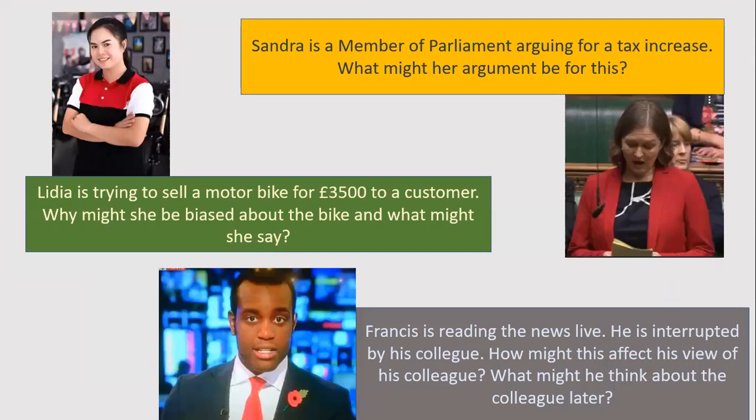So I'd like you to have a look at these three statements. You've got three here. Sandra is a member of Parliament arguing for a tax increase. What might her argument be for this? Lydia is trying to sell a motorbike for £3,500 to a customer. Why might she be biased about the bike? What might she say?